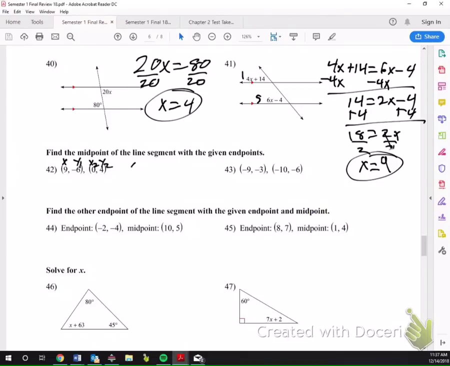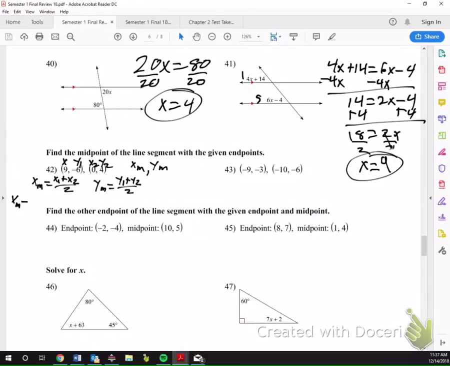So, we know that the midpoint we're looking for is xm, ym. We know that xm equals x1 plus x2 over 2, and ym equals y1 plus y2 over 2. If you don't know what all those numbers and letters mean, come and see me. I'll explain it to you.